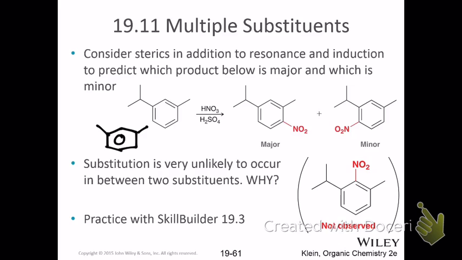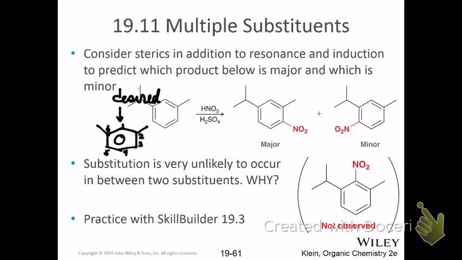Do you want to know what a blocking group is? Yes. Okay. If this is the position you want, this is the desired position, what do you have to keep from happening? And let me do this. I'm going to number this 1, 2, 3, 4, 5, 6. What do you have to keep from happening? Keep the reaction from attacking 3 and 5.